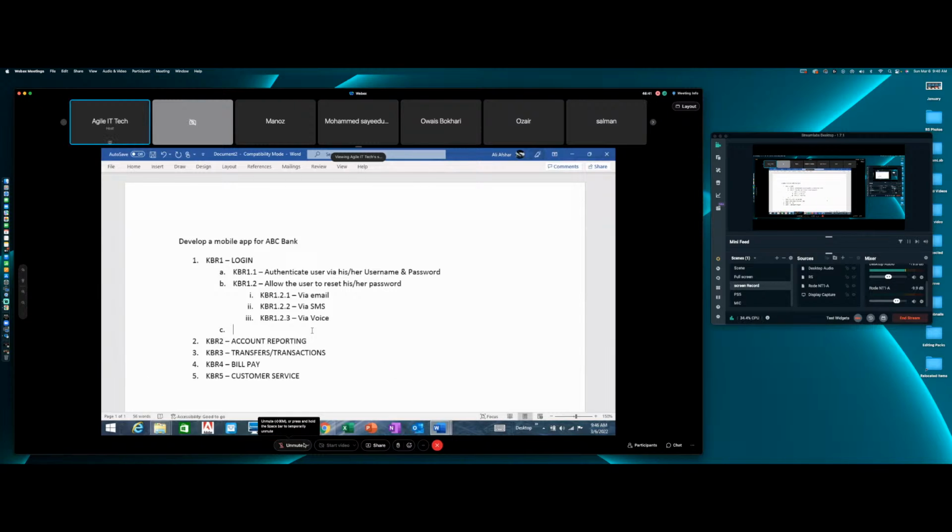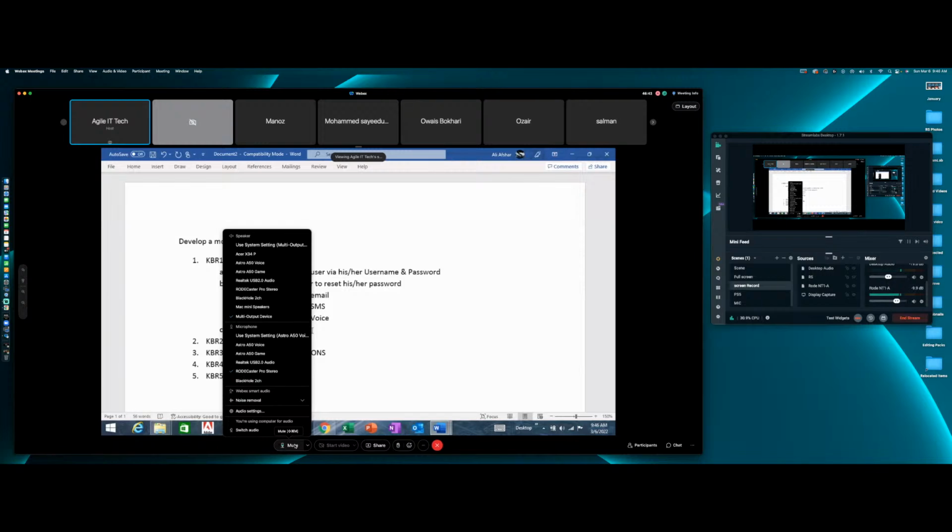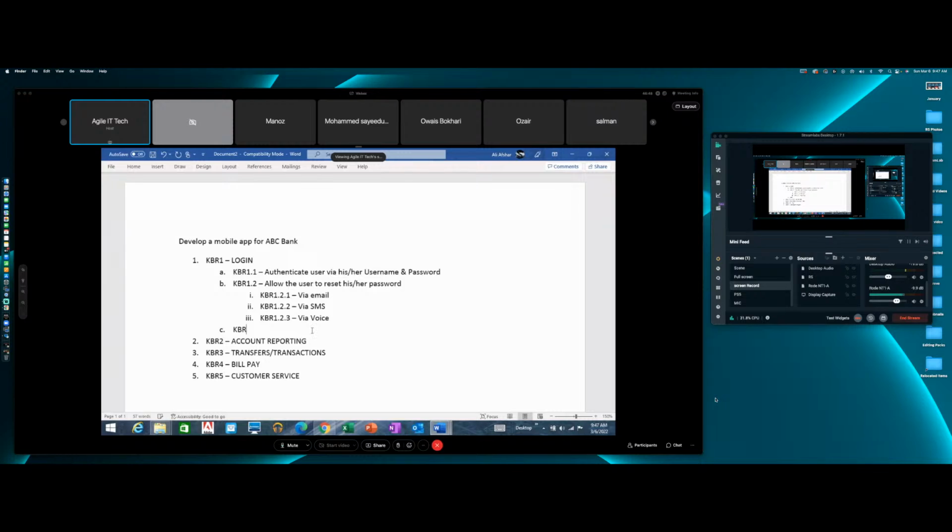How else do you guys log in? Come on. Fingerprint, correct. What does fingerprint come under? Security. No, it doesn't. Sorry, it's authenticate user. Same way. Authenticate. Biometric. Biometrics, correct. Authenticate user via biometrics, right?